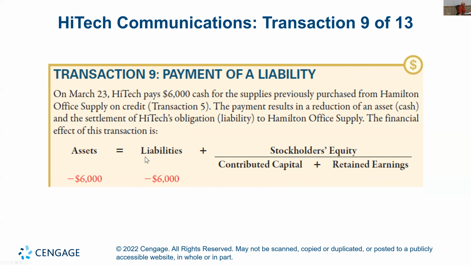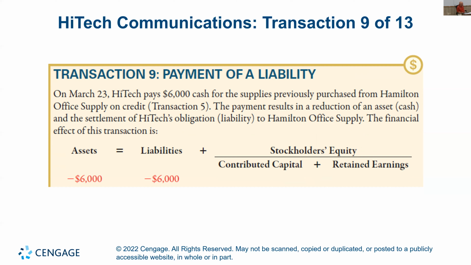In chapter 9, when we pay off a liability. Okay, so on March 23rd, we paid $6,000 cash from the supplies previously purchased. So if you remember back to transaction 5, we increased our assets by $6,000 because we got supplies, and we increased our liabilities because now we owed $6,000.